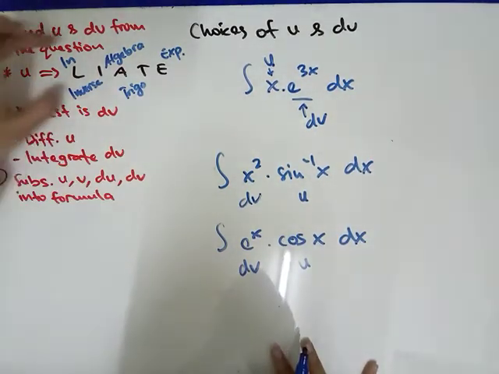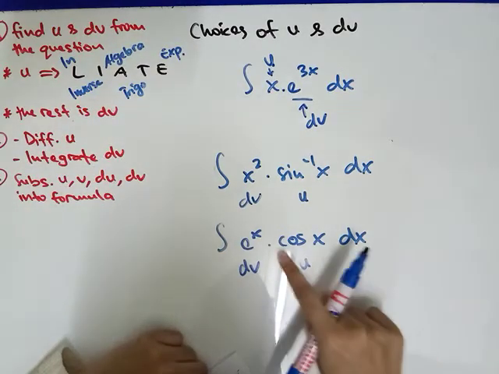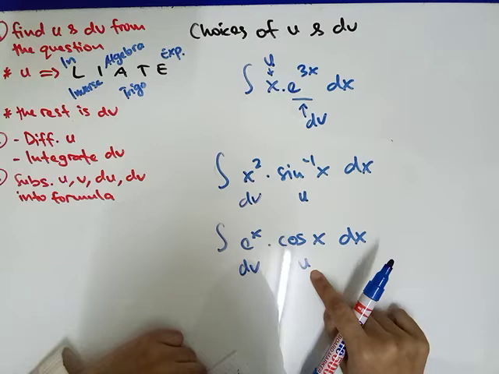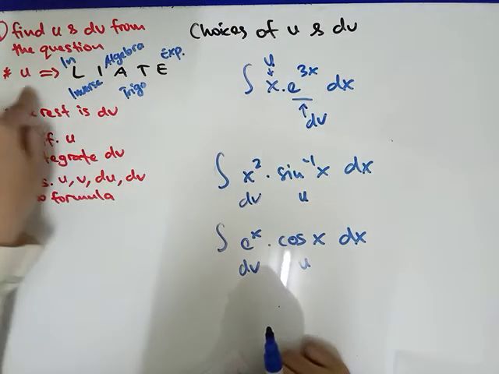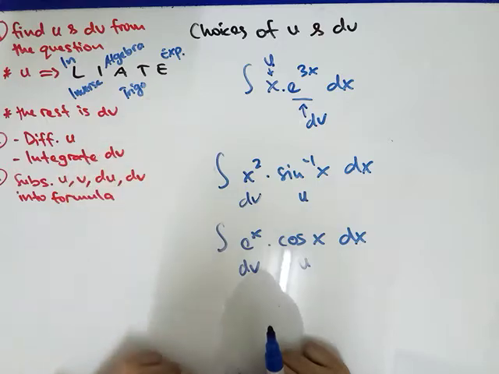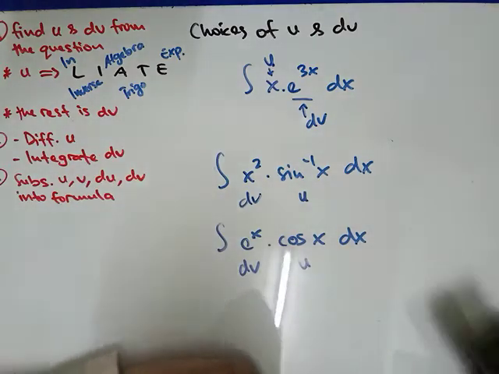Kita tengok pada sequence ini. Walaupun cos x ni duduk belakang, it doesn't matter. We let as U. Kita ikut susunan yang dia bagi ni, LIATE. Boleh faham lah? Hope you guys faham lah.